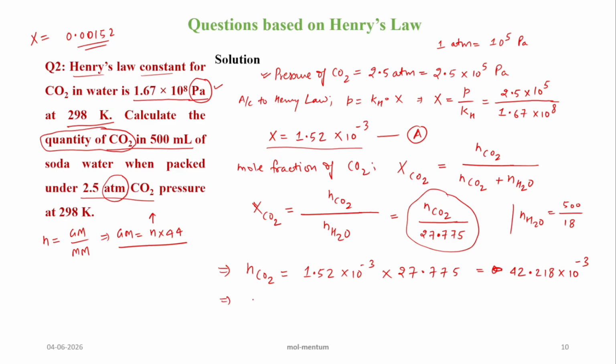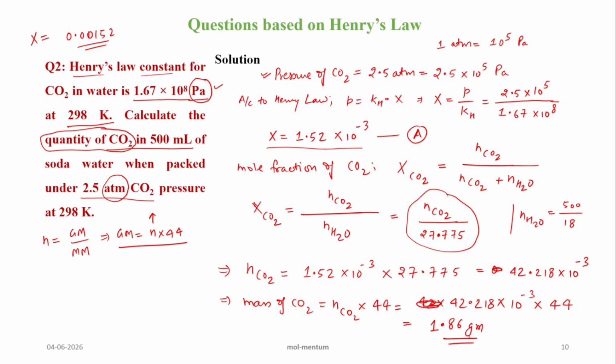So how can we calculate the mass of CO2? Mass of CO2 will be number of moles of CO2 into its molar mass. Molar mass is 44. So when you multiply 42.218 into 10 to the power minus 3 into 44, what value we get is 1.86 grams. So this is the answer for this question.